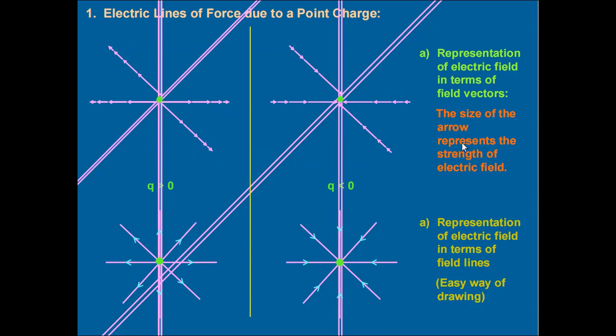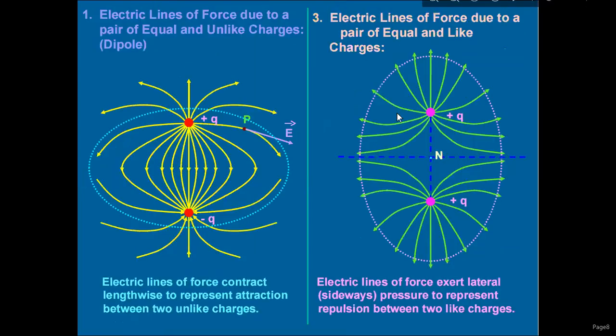The size of the arrow represents the strength of the electric field. You have to remember this. Representation of electric field in terms of field lines, and this will be field vectors. An easy way of drawing it, you can represent it. The electric line of force due to a pair of equal and unlike charges, a dipole.